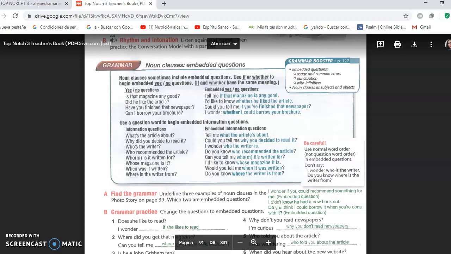Why did you decide to read it? Ya para embedded information question sería could you tell me why you decided to read it? Why did you decide to read it? Could you tell me why you decided to read it? Who's the writer? I wonder who the writer is. Okay, ahí esos son embedded. Who recommended the article? Do you know who recommended the article?